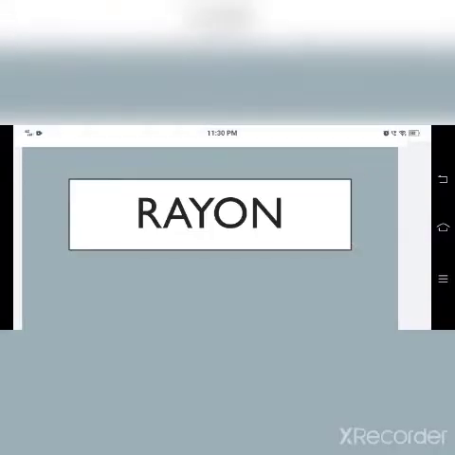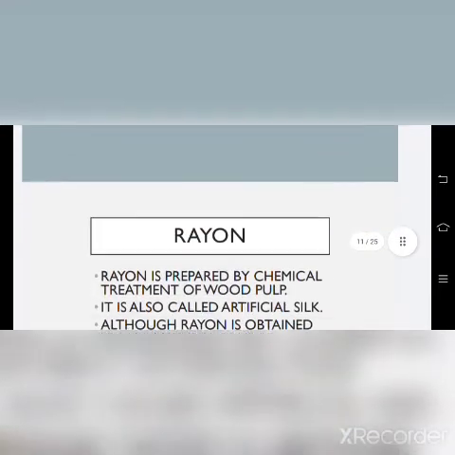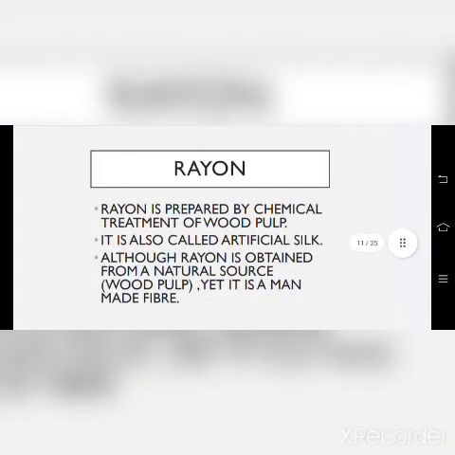Now let's see the different types of synthetic fibers. They are rayon, nylon, polyester and acrylic. Rayon. Rayon is an example of a synthetic fiber.